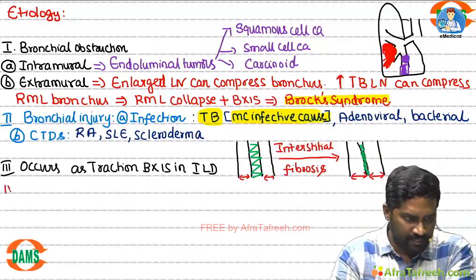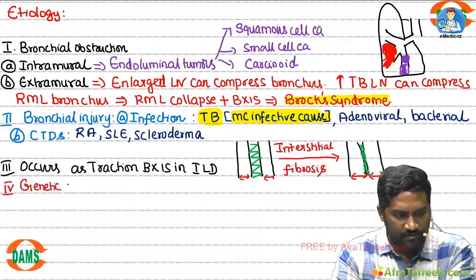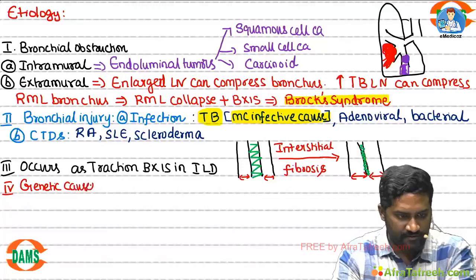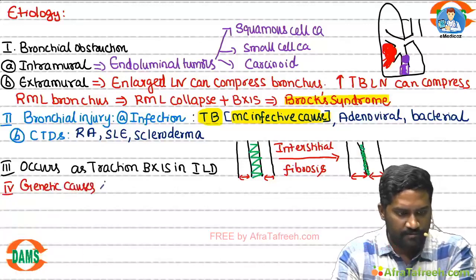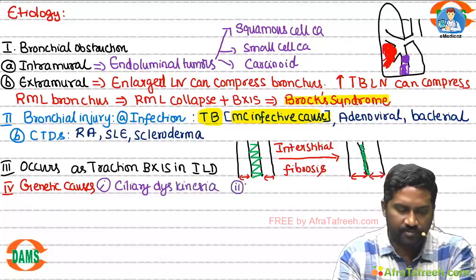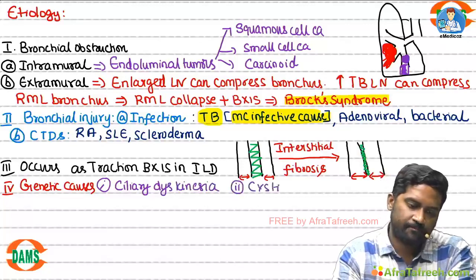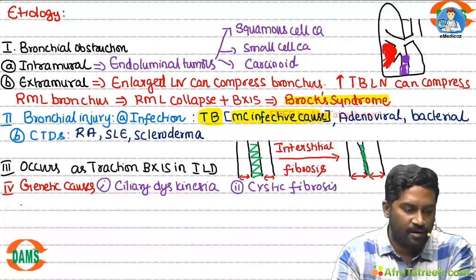Next we have genetic causes. Genetic causes such as ciliary dyskinesia, cystic fibrosis, cartilage defects of airway.